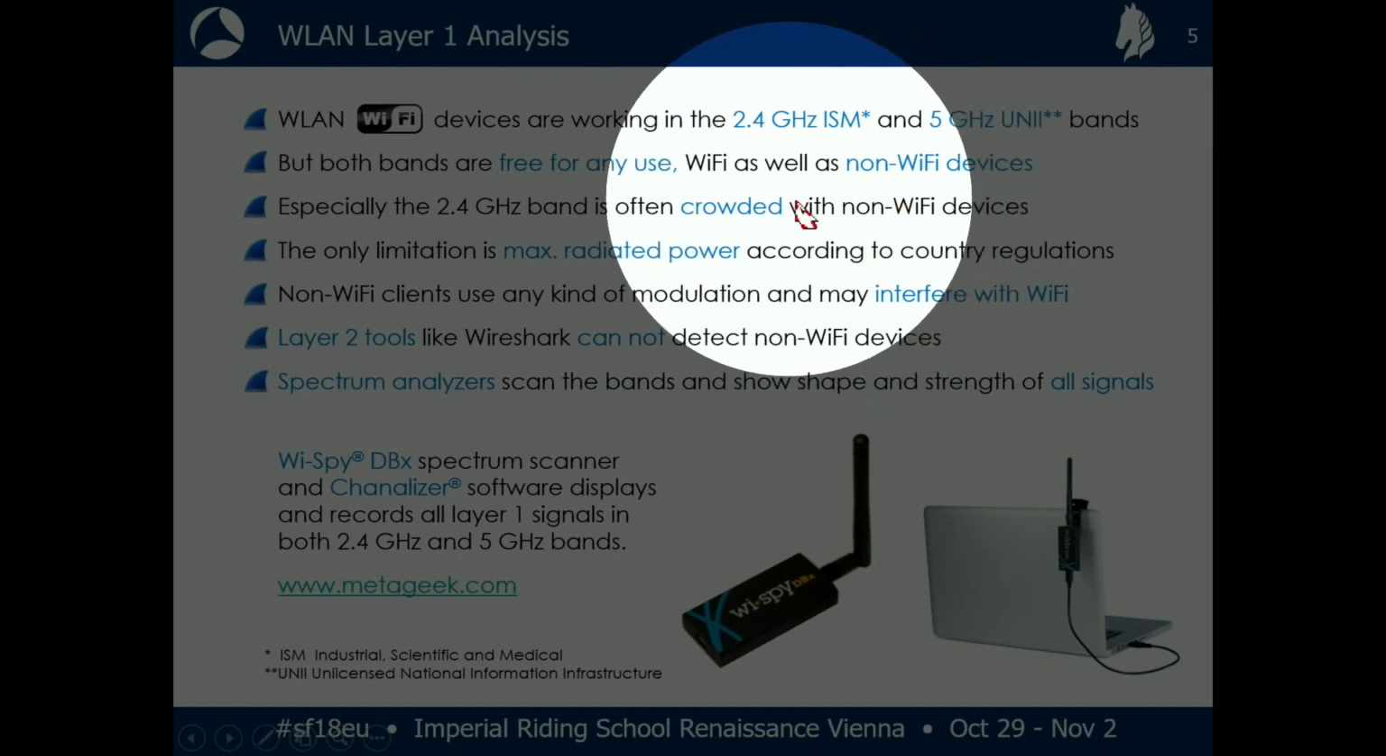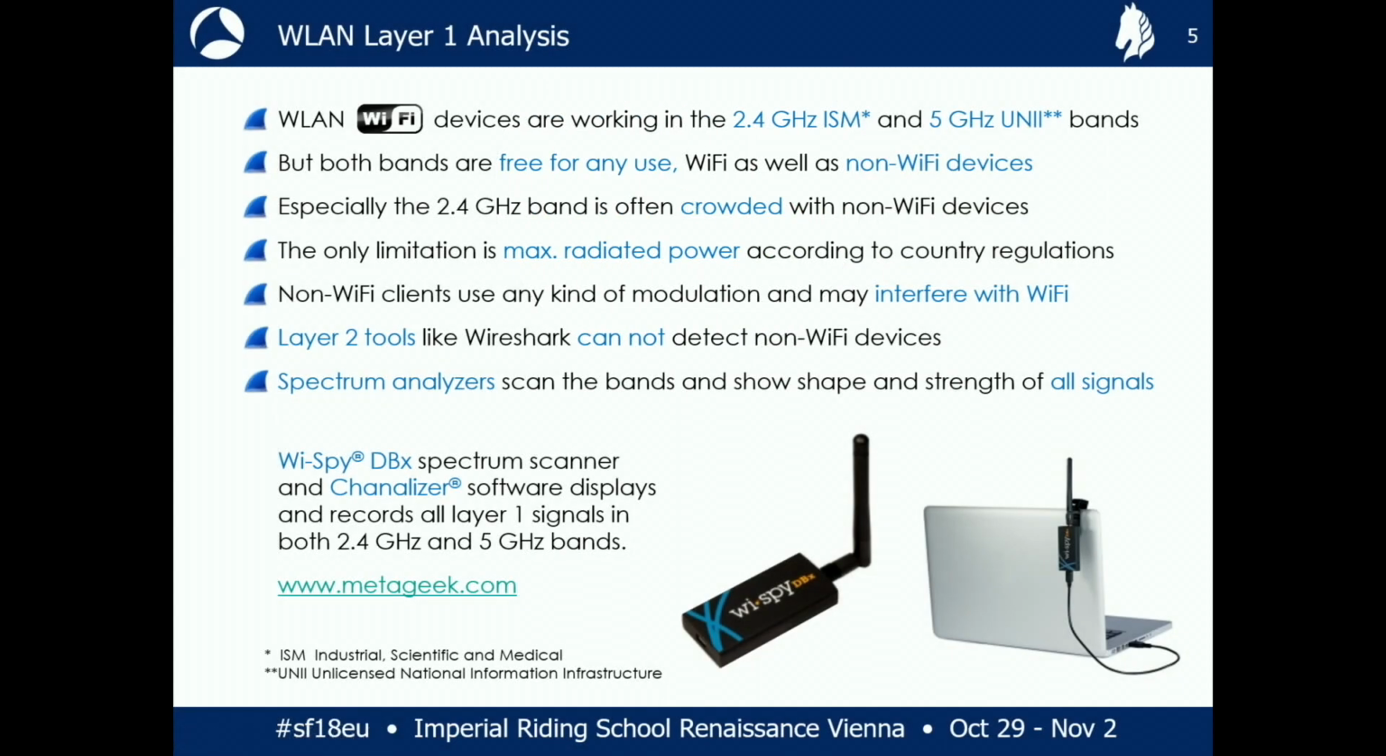2.4 and the 5 gigahertz are free for any use, as long as you keep to the country regulations regarding the transmitted power, which is in Europe 100 milliwatt maximum. So you don't need any license. It's a license-free band, and anybody can use and will use. So it depends on the area you are. If you're in a private home, then you probably have a lot of these devices around you. We will see how they can be detected and what they can do with your wireless network.